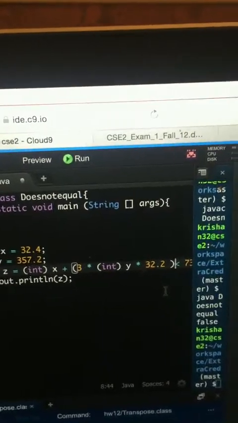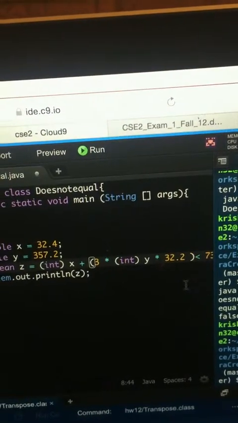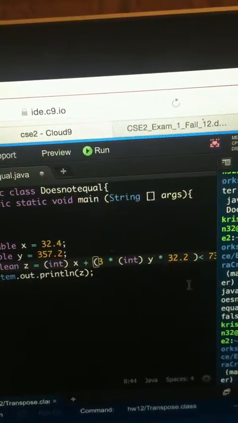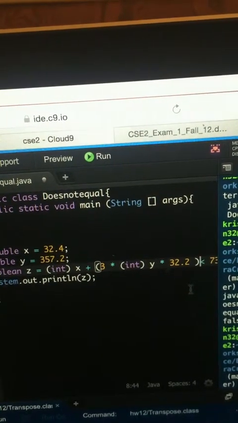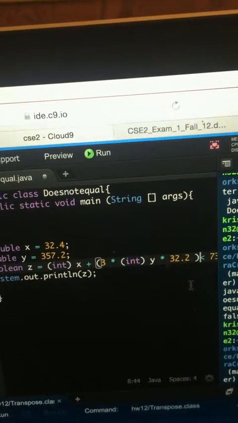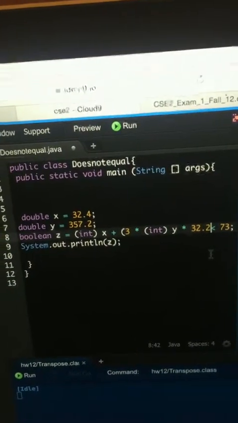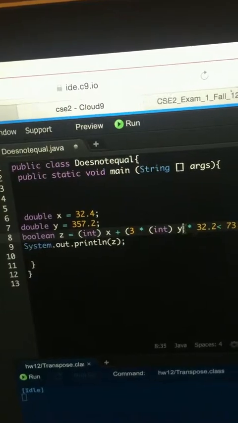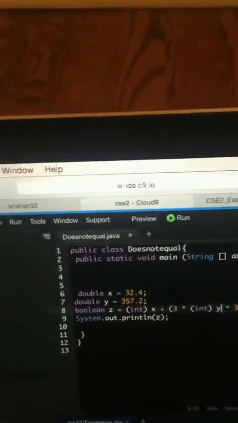So the first set of parentheses reflects the fact that the 3 is multiplied to the 32.2. And the second set of parentheses, the first set of parentheses, that was a mistake, will reflect the fact that the 3 is being multiplied to y. So let me just add that. I made a mistake.